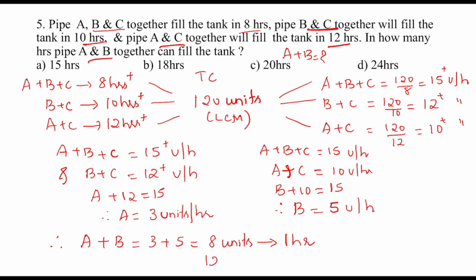So, to fill 120 units, how much time will A and B take? It is 120 divided by 8, which is equal to 15 hours. So A and B will take 15 hours to fill the tank. So, option A is the answer. Next problem.